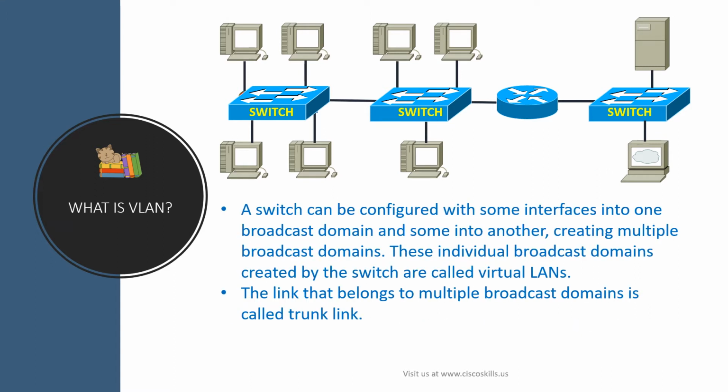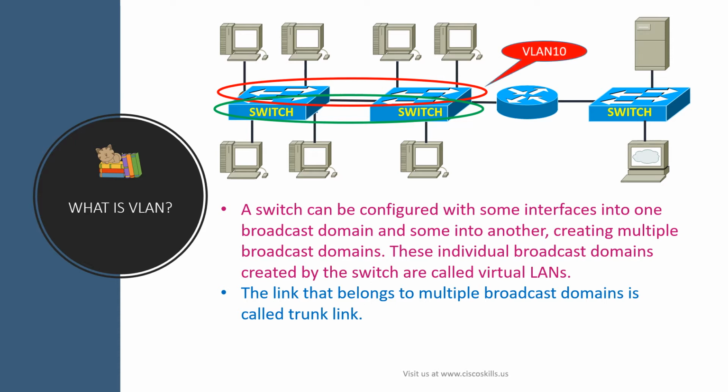So what is VLAN? As you know, a switch can be configured with some interfaces into one broadcast domain and some into another, creating multiple broadcast domains. These individual broadcast domains created by the switch are called virtual LANs or VLANs. So in this network we have VLAN 10 and VLAN 20. The link that belongs to multiple broadcast domains is called a trunk link. In this network, this link is a trunk link.